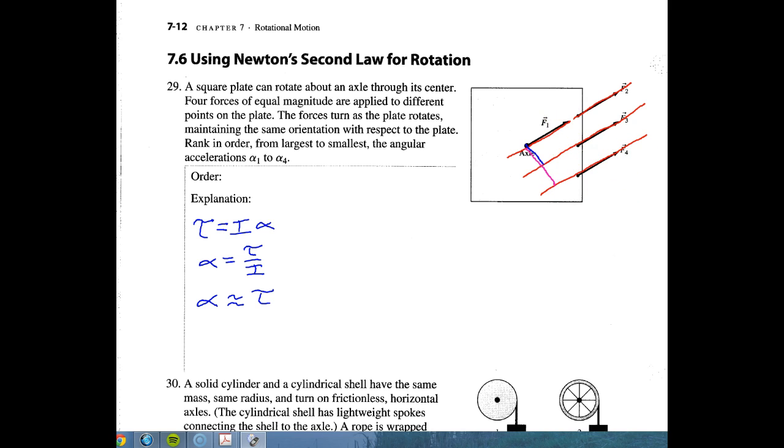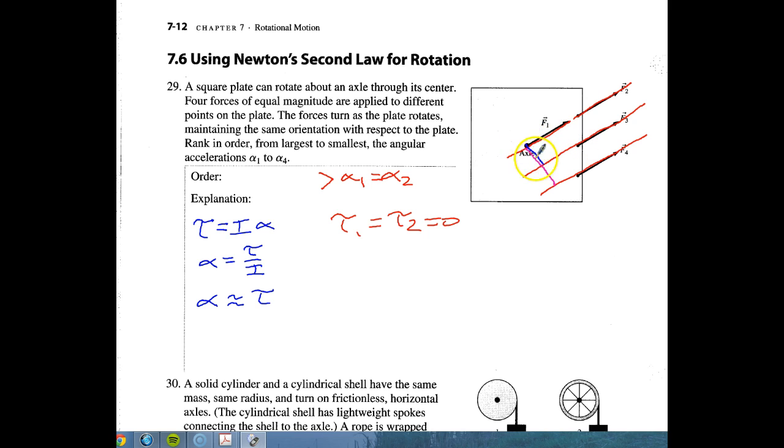Now that we have all these lines of action, we notice that there is no moment arm for F1 or F2. So because of that, torque 1 is equal to torque 2, and those are both 0. It's because, like we said, there's no moment arm for either F1 or F2. There is for F3, and there is one for F4. So these two should have 0 angular acceleration. So we're going to put angular acceleration 1 equal to angular acceleration 2, and that would be the smallest because it is 0.